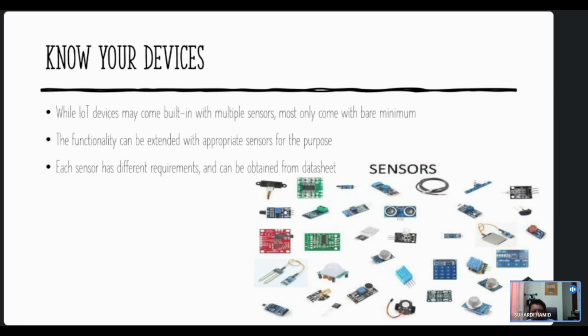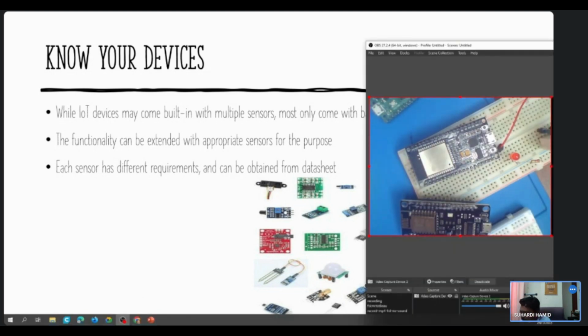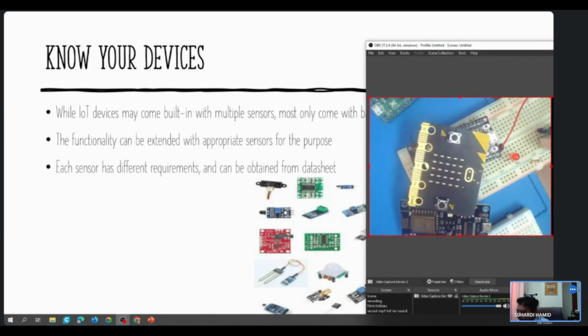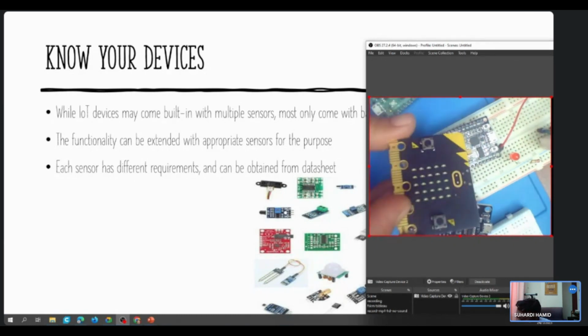So while IoT devices may come built in with multiple sensors, most only come with bare minimum. Not much sensor integrated inside that. But the one that I have here has got plenty of sensors inside, but it's expensive. Let me see, it's probably here. Yeah, basically this is one. I peel this off. This is one. It's more expensive, but it's got quite a number of sensors integrated in the board.